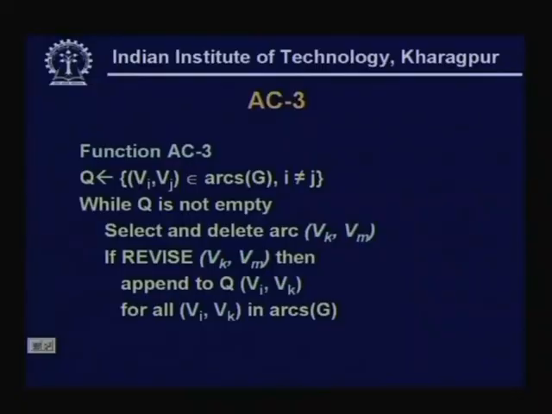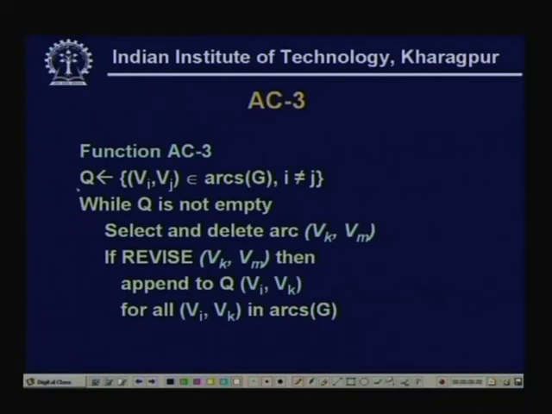Now, let us look at an implementation of the AC3 algorithm. So, we have a data structure of a queue. Initially the queue contains all the arcs of the graph. So, we have all the (Vi, Vj) that are the edges of the graph, such that i is not equal to j. Then while the queue is not empty, we select one of the arcs from this queue, let us say that is (Vk, Vm), and we delete (Vk, Vm) from the queue.